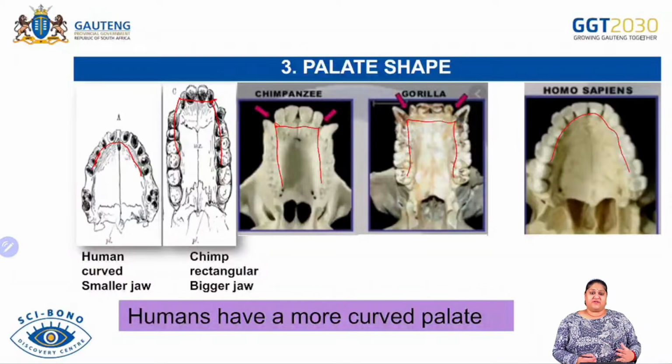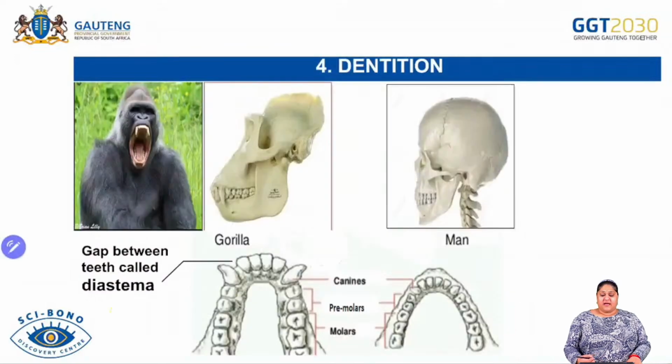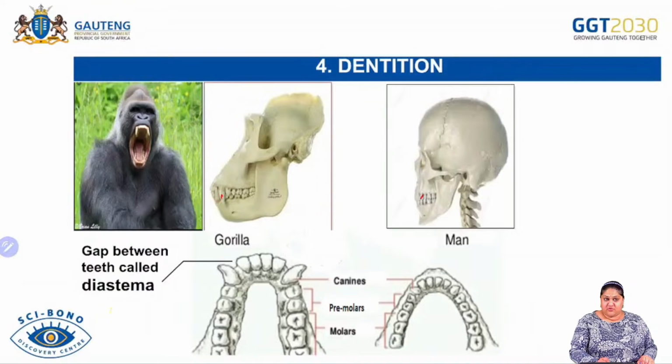You're also going to get diagrams. You won't get pictures like this, but you get diagrams in the exam where you need to identify the rectangle-shaped jaw. Then when we look at the dentition, you can see the larger canine. You can see this canine over here, and the canine over there. The African apes have larger canines, and they also have this gap, which is called the diastema.